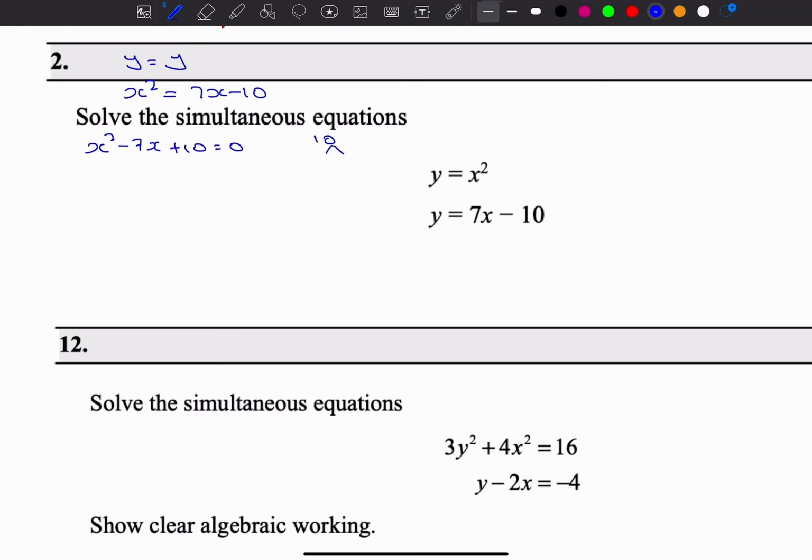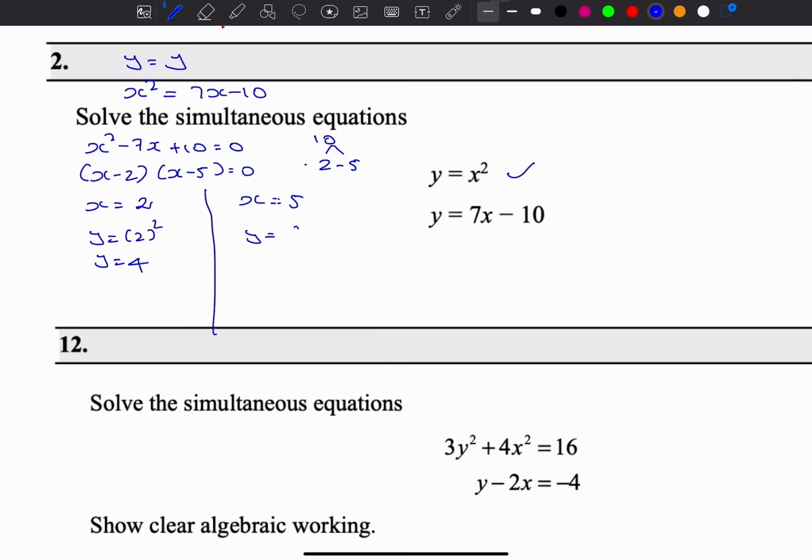Factors of 10 that can make minus 7. 2 times 5: x minus 2, x minus 5 is equal to 0. X is positive 2, or x is positive 5. Remember opposite sign. Now this time I'm going to choose this one just to show you it can be done as well, right? So what do we have here? Y equals x squared. 2 squared, y is just 4. Y equals x squared, remember, 5 squared. Y equals 25.